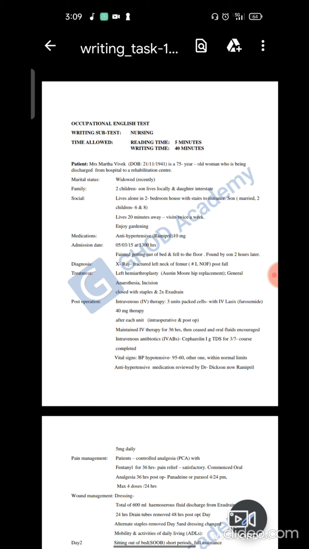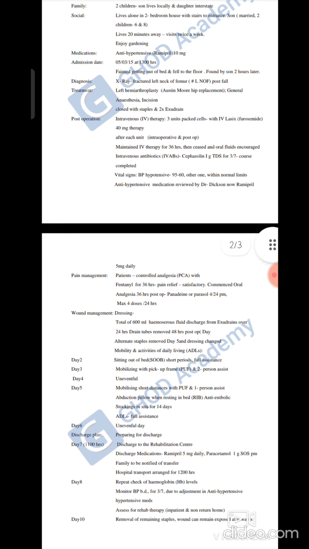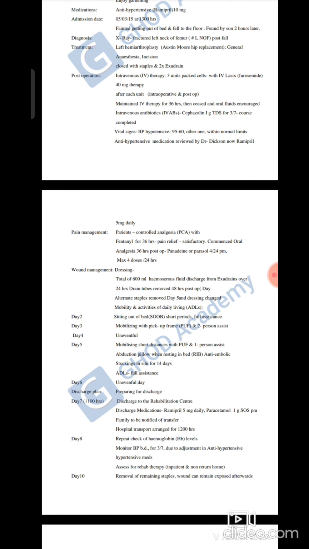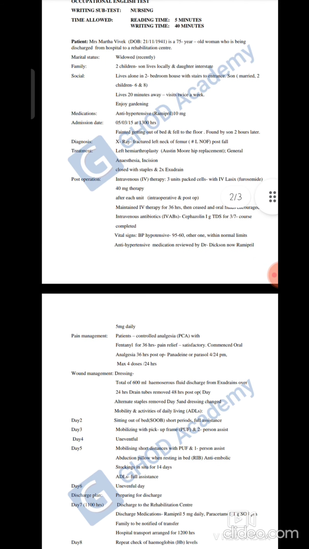Actually here the scenario is the patient was brought by the son after she fell down at home, and when they came to the hospital on 5/3/2015, they did an X-ray. In that, they diagnosed a fracture. Then the patient underwent left hemiarthroplasty, and they managed everything. Now with assistance the patient can mobilize, but she still needs someone's help until complete recovery, at least until day 10. That's why they are shifting the patient to a rehabilitation center.